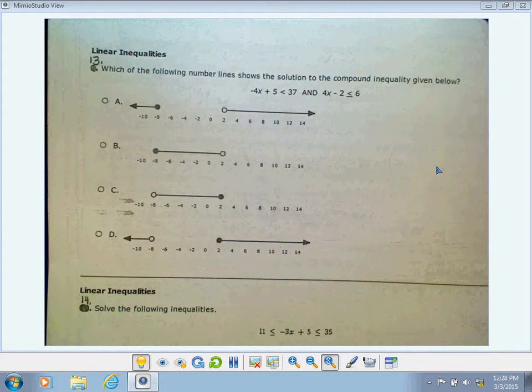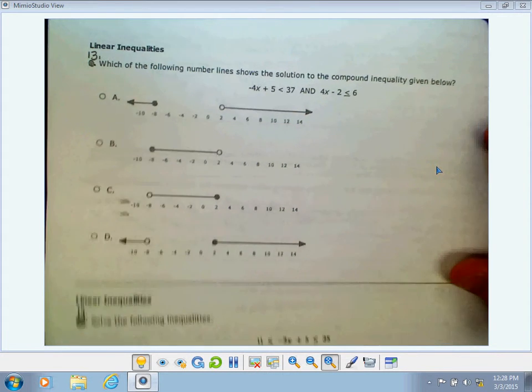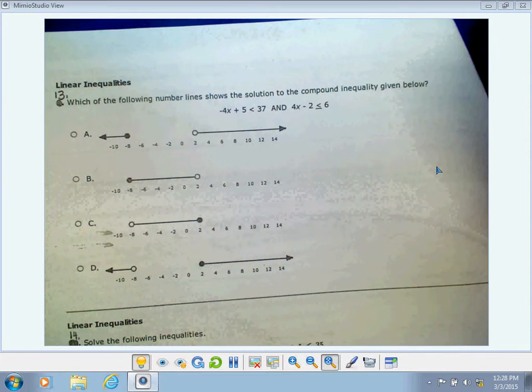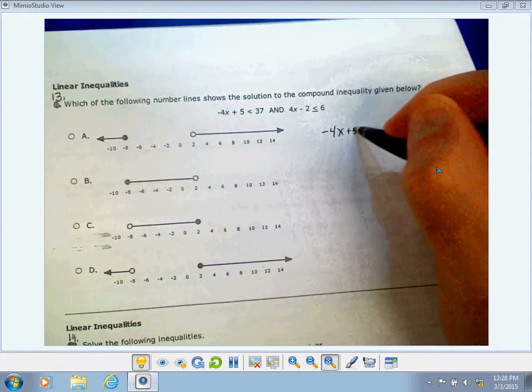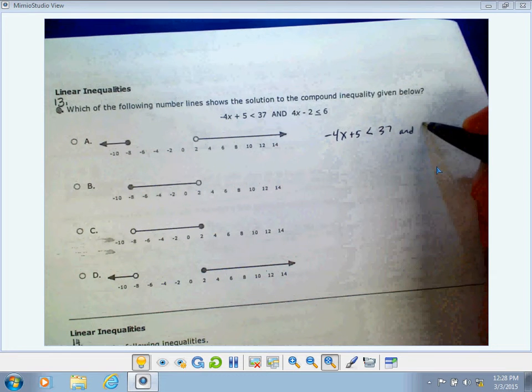It says, which of the following number lines shows the solution to the compound inequality given below? So here again, looking for the solution to this inequality. Alright, for the first one, I'm going to write things over here so I can solve them and work out these solutions.